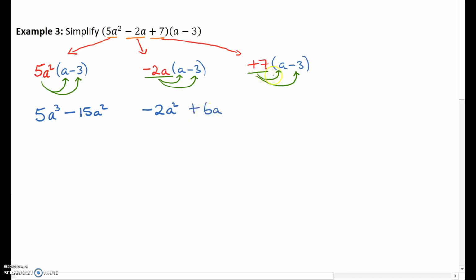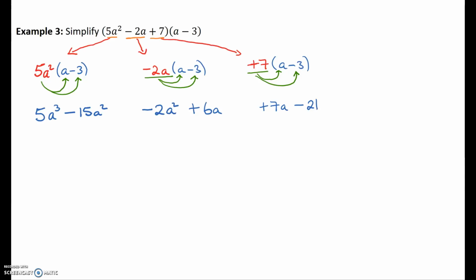And then move on to the next piece. Plus 7 by a is plus 7a. And plus 7 by minus 3, plus by minus is minus, 7 by 3 is 21. Again, if you have any trouble with that line, go back to a previous section, distributing a monomial into a polynomial, or maybe it's called multiplying a polynomial by a monomial, and check out how we did it there, because we did it much more slowly there.